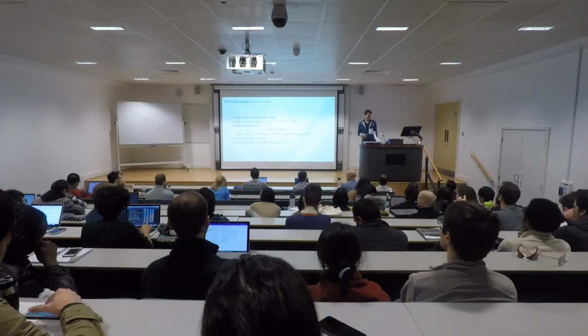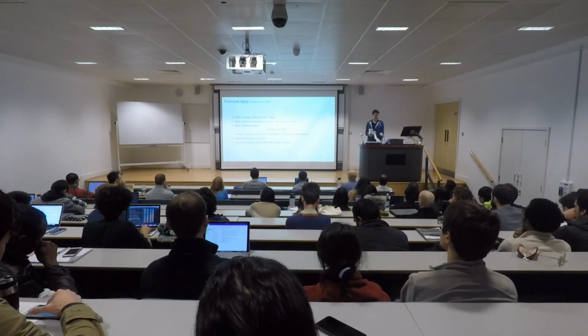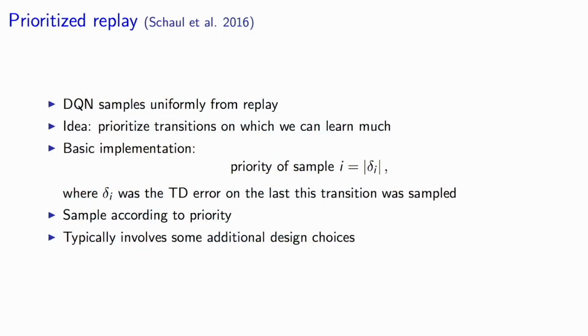And prioritized replay gives you an answer to that, where the idea is to prioritize transitions on which you can learn much. Now, how do you know you can learn a lot on a certain transition? Well, one way is to look at the magnitude of the loss the previous time you looked at that transition. Because if this magnitude is high, that means that when you do an update with this transition, the gradients would also be high, and you would change your parameters in your network quite a bit.